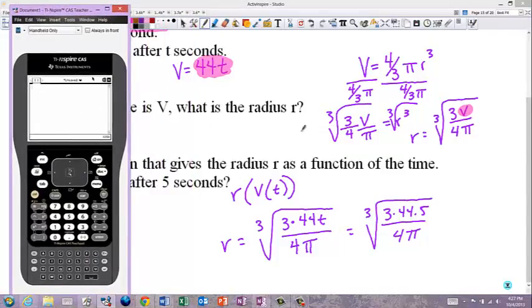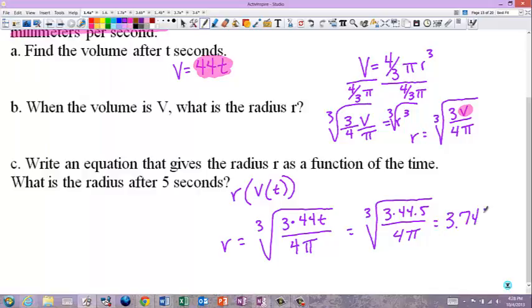Okay, here we go. The cube root control, and then make that a little 3 of fraction, 3 times 44 times 5 over 4 pi. Control enter because I want a decimal. 3.745. So that is 3.745 millimeters.